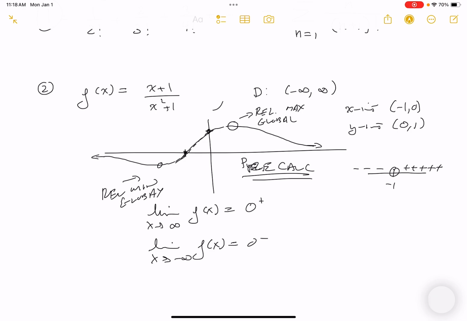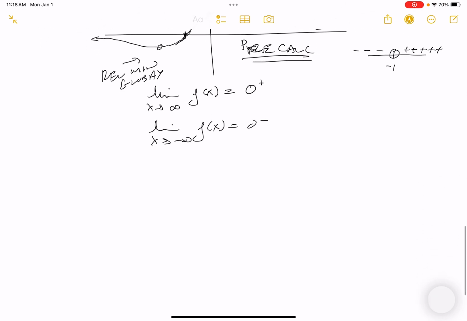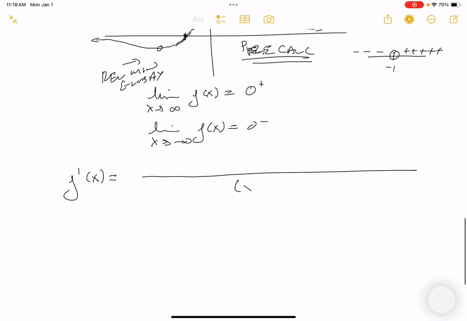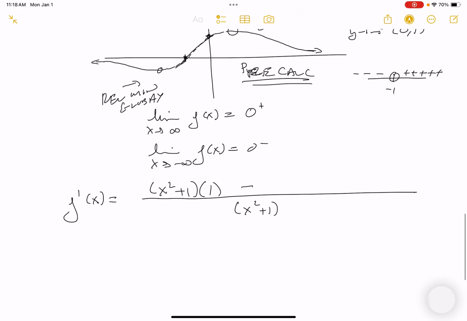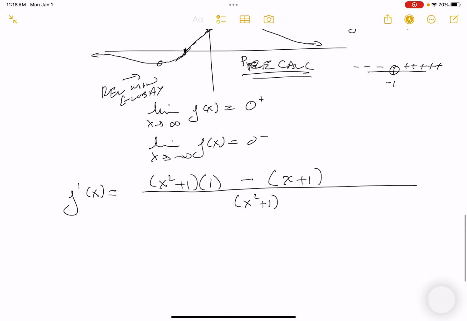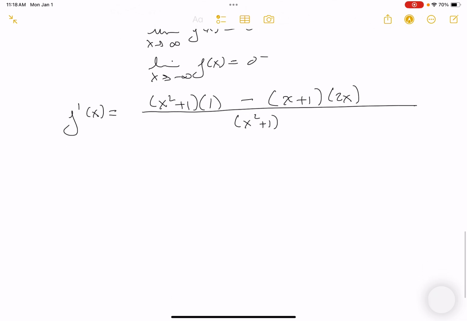How do you do that? Take a look at the derivative. Let's do that. So what's f prime going to be? Take that bottom and square it. Take the bottom, bring it to the top, leave it alone, times the derivative of the top, which is just 1, minus the top, times the derivative of the bottom, which is 2x. Doesn't look too bad.